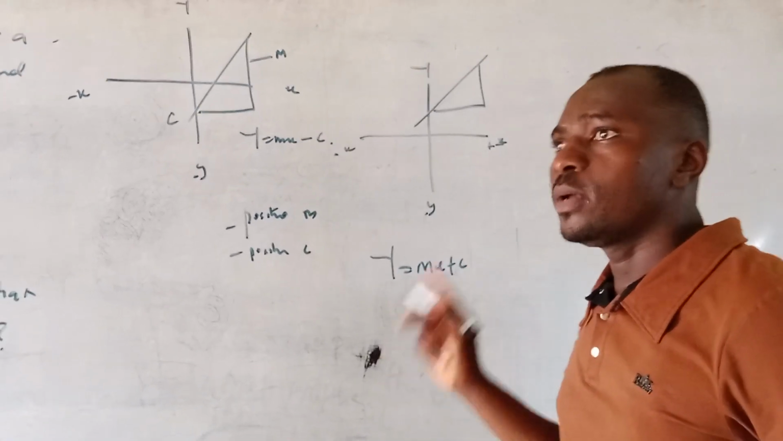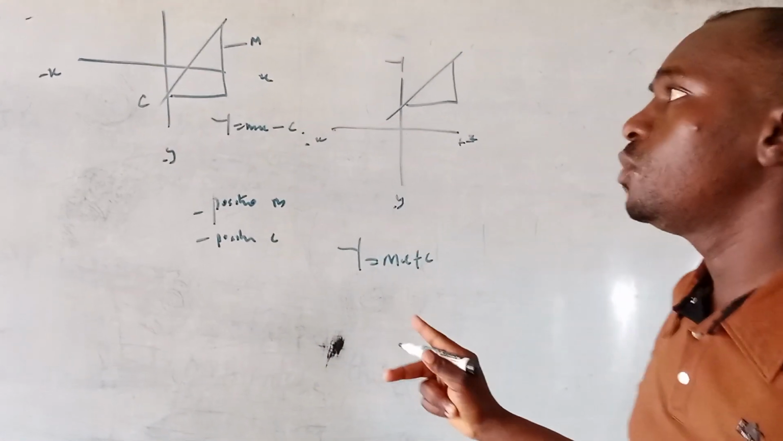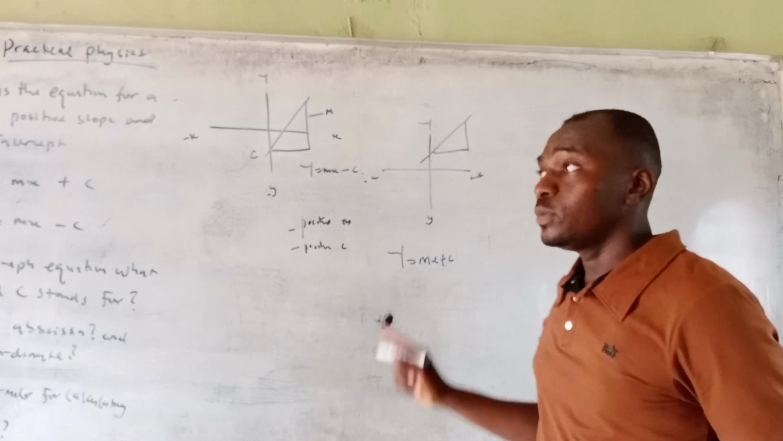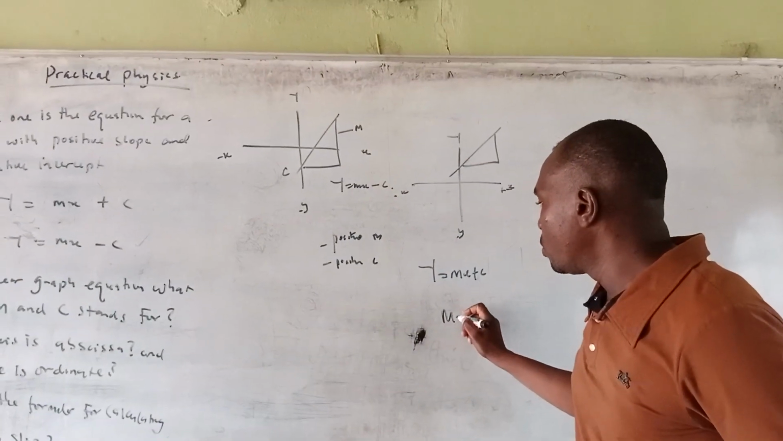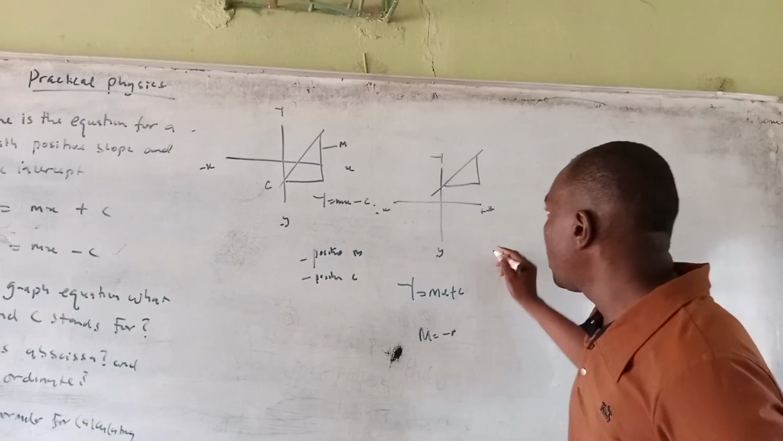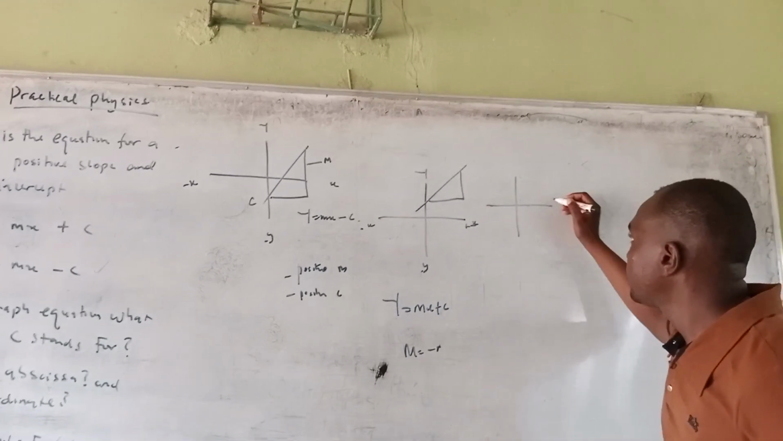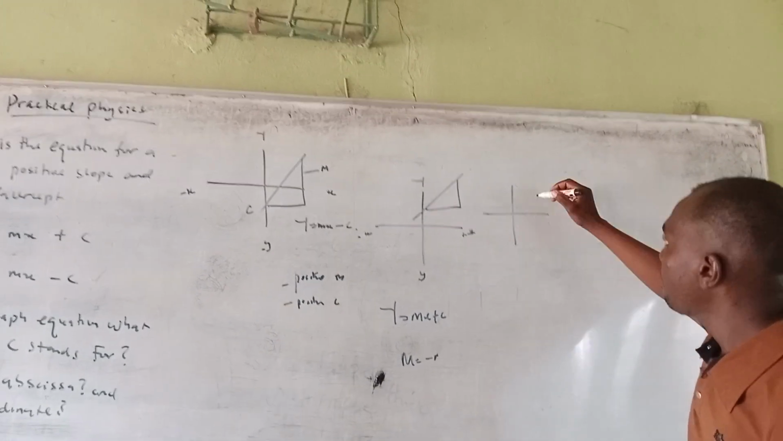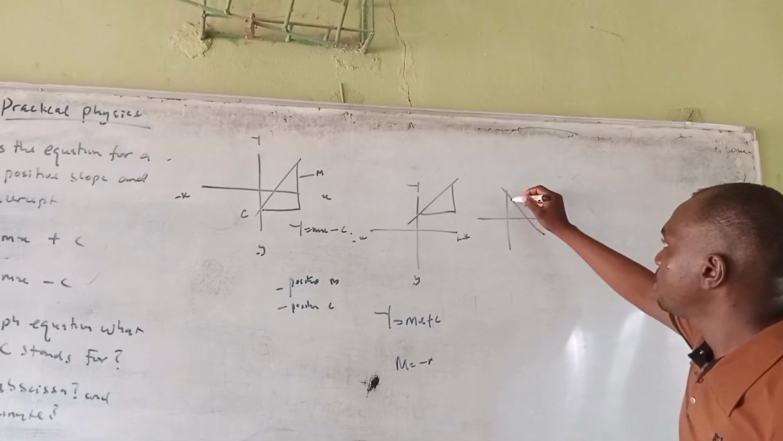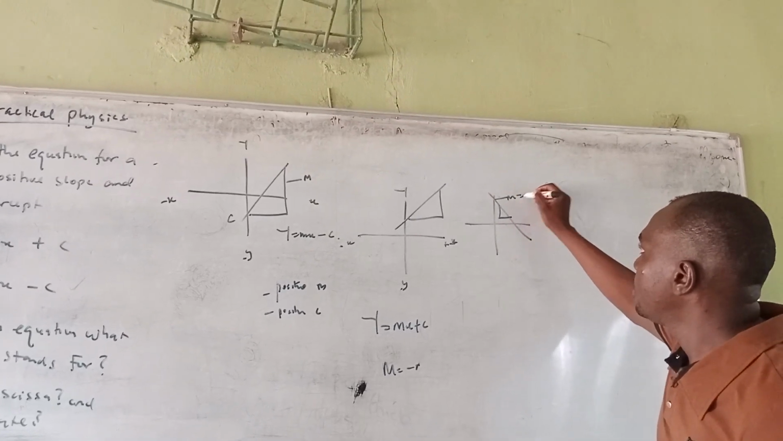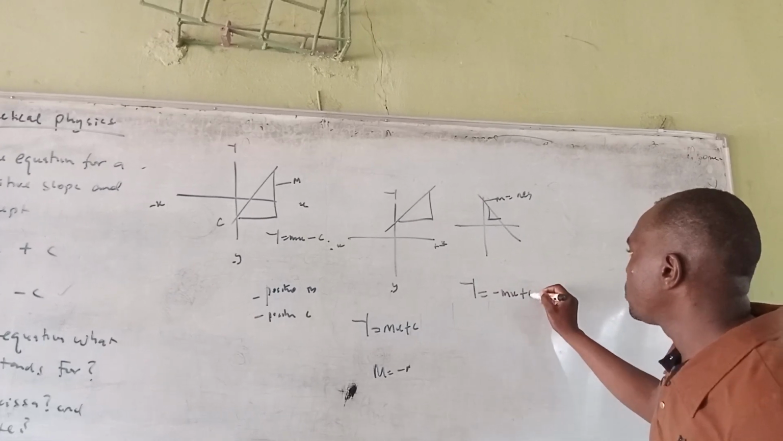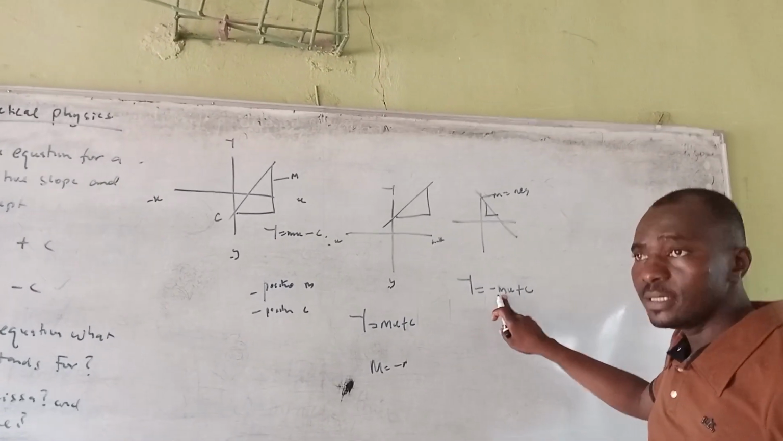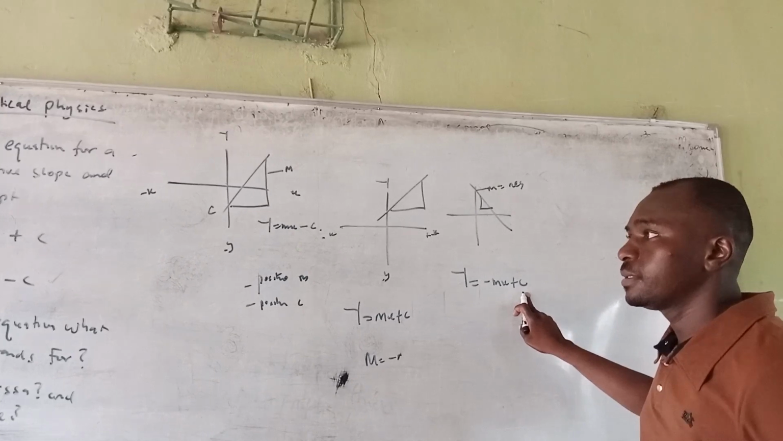Likewise again, you can be given a question that will be asking you to have a negative slope with a positive intercept. For the slope to be negative, m must be what? Minus. So now, if you have a graph like this, a negative slope will fall like this, so that this m here is negative. So the equation will be y is equal to minus mx plus c. This is a negative slope, positive intercept.